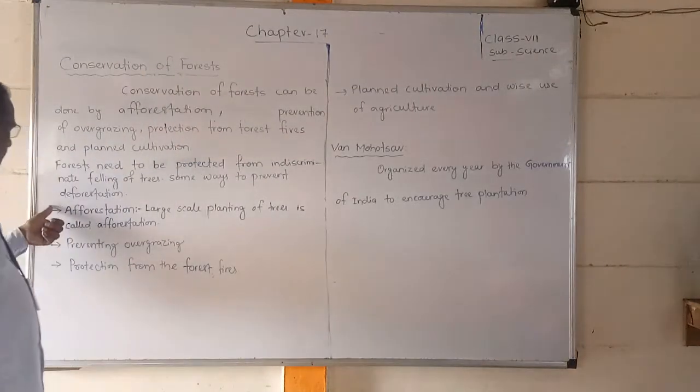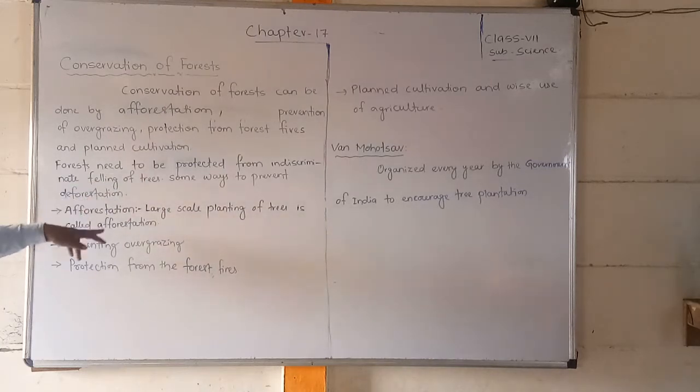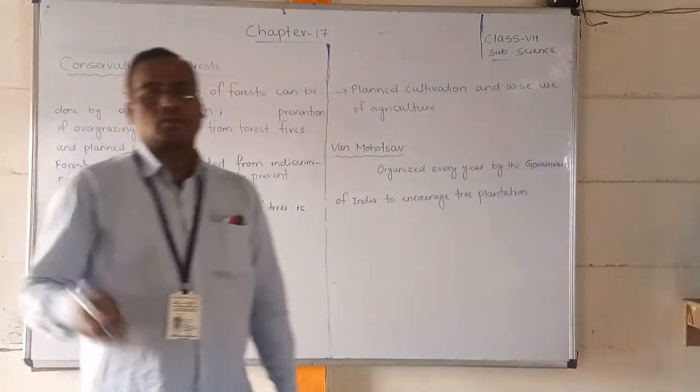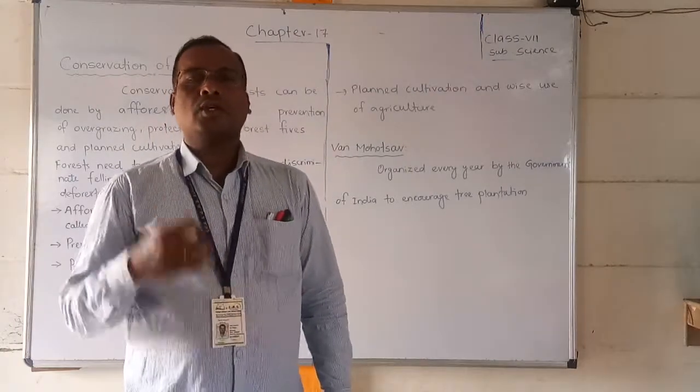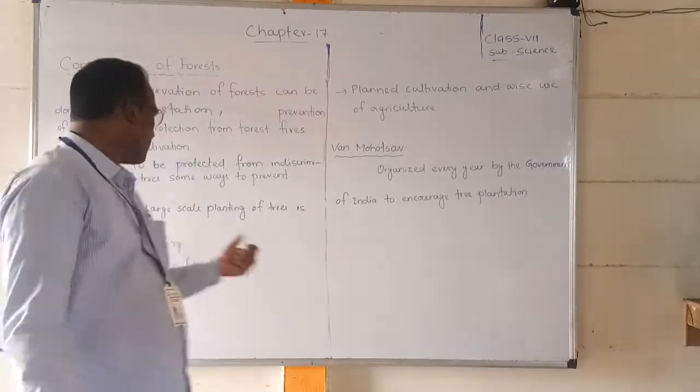Now see, forests need to be protected from indiscriminate felling of trees. Some ways to prevent deforestation are there. First one is afforestation. Large scale planting of trees is called afforestation. If you do plantation of a large number of plants, that is called afforestation. So that you have to do.